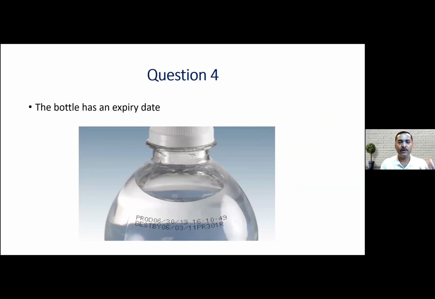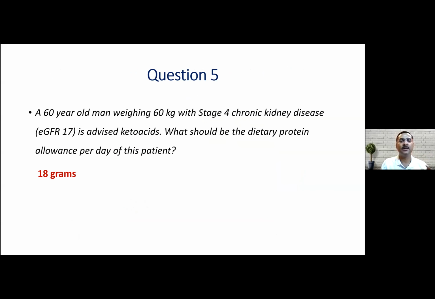Why does a mineral water bottle have an expiry date? It's because the plastic that makes the bottle has an expiry date. It has nothing to do with the water that is there in the bottle. Water per se does not have an expiry date, but since the plastic has an expiry date, you have to use bottled water within a certain date that is given on the bottle.